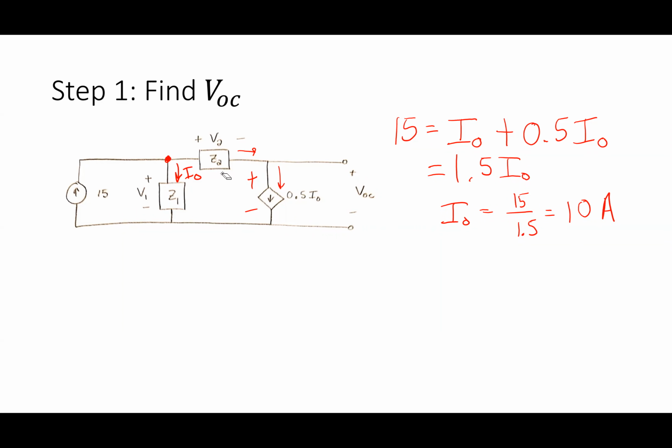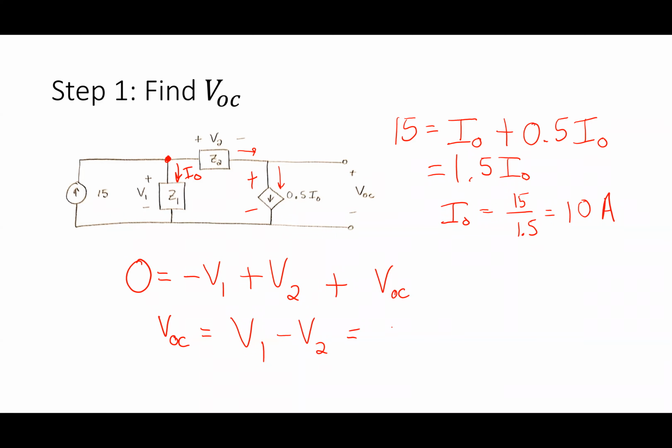So in this case, now what would I do to figure out VOC? Okay, so I'm going to do a KVL, and I'm going to say 0 equals, as I've written this, minus V1 plus V2 plus VOC. Okay, so that tells me that VOC has to be equal to what? V1 minus V2.